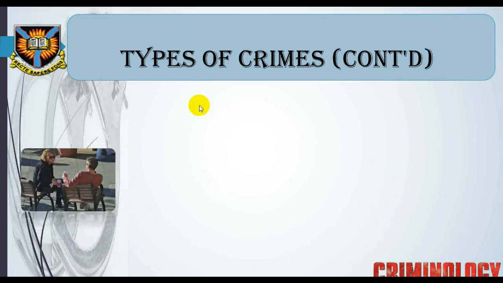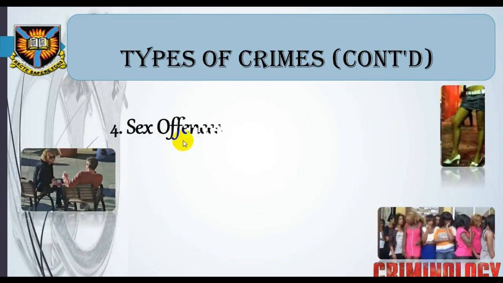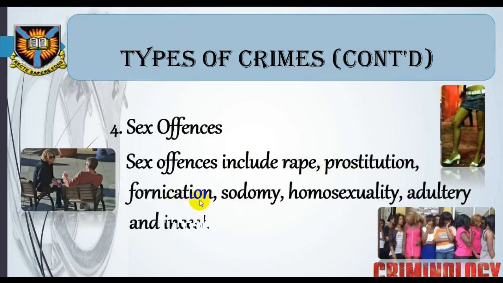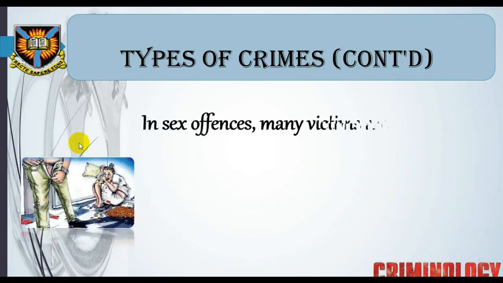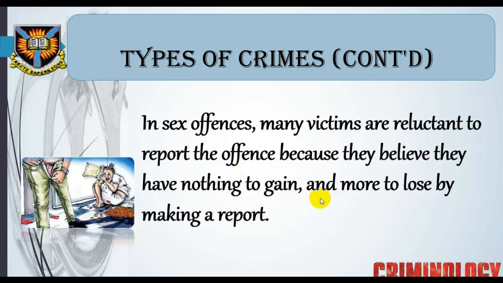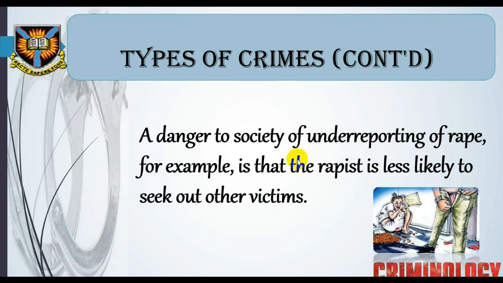Sex offenses. Sex offenses include rape, prostitution, fornication, sodomy, homosexuality, adultery, and incest. In sex offenses, many victims are reluctant to report the offense because they believe they have nothing to gain and more to lose by making a report. A danger to society of underreporting of rape, for example, is that the rapist is less likely to seek out other victims.